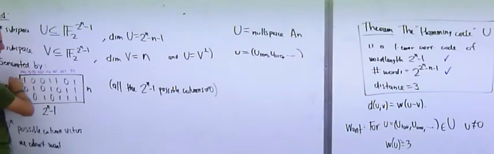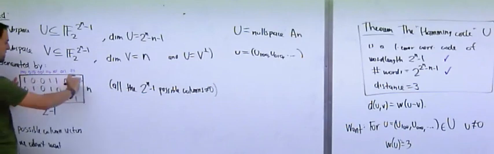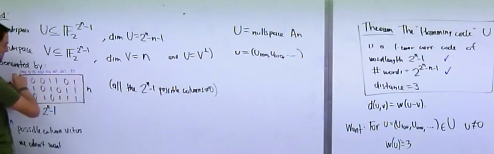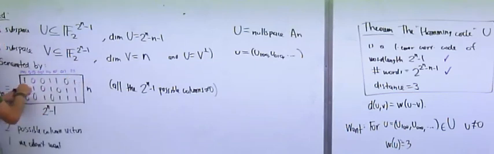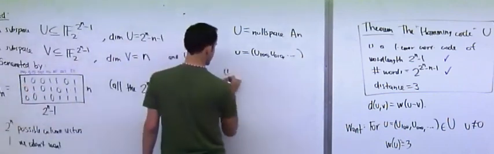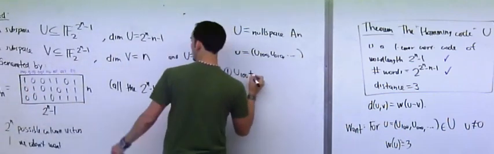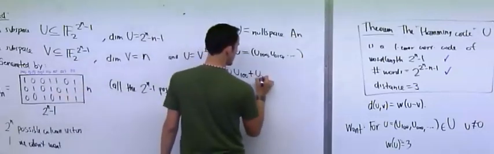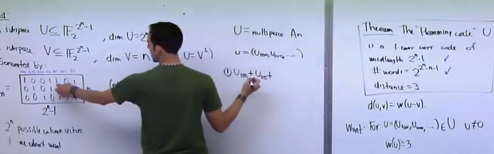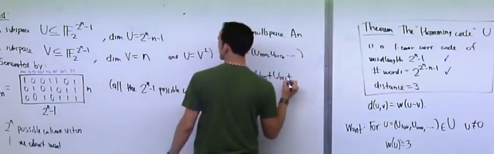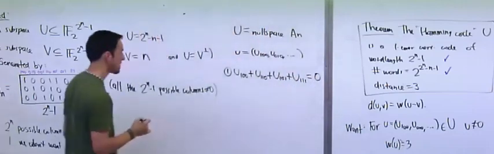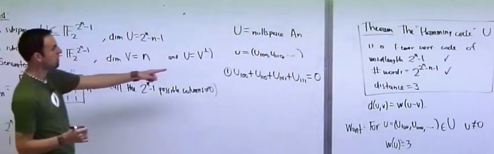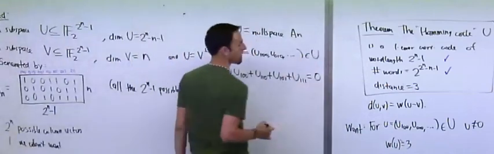So I want a row vector that is orthogonal to all of these row vectors. For example, what is the first equation saying? The first row vector dot u is equal to 0. What that's saying is that u100 plus u110 plus u101 plus u111 is equal to 0. That's what the first equation says for u to be in the null space of AN.